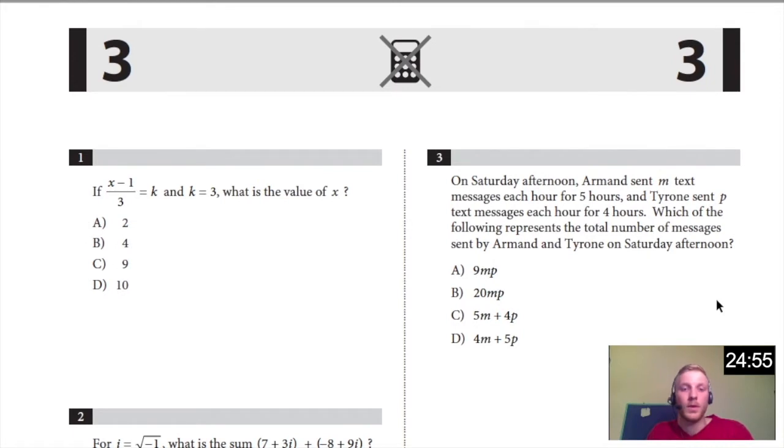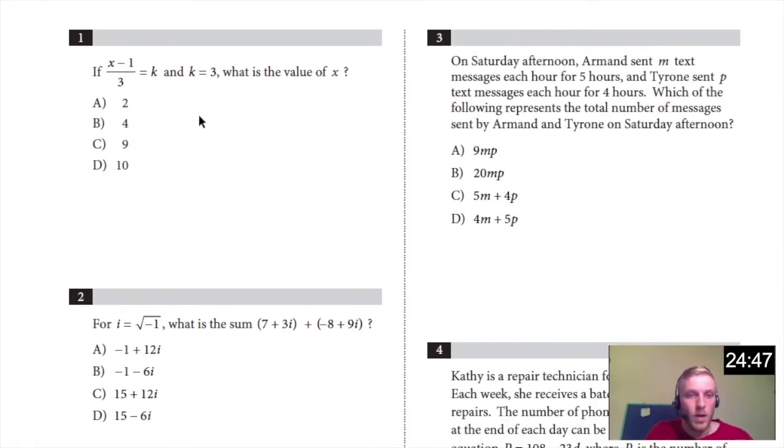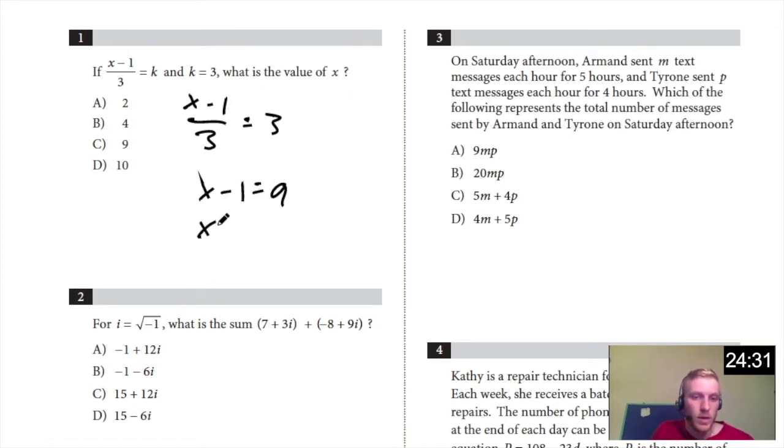So question 1. If (x minus 1) over 3 is equal to k, and k is equal to 3, what is the value of x? Good, so we need to substitute 3 in for k. We can say (x minus 1) over 3 is equal to 3. Multiply both sides by 3. That gives us x minus 1 is equal to 9. Add 1 to both sides to get rid of this term. We say x equals 10. Good. Answer D, 10. Final answer.